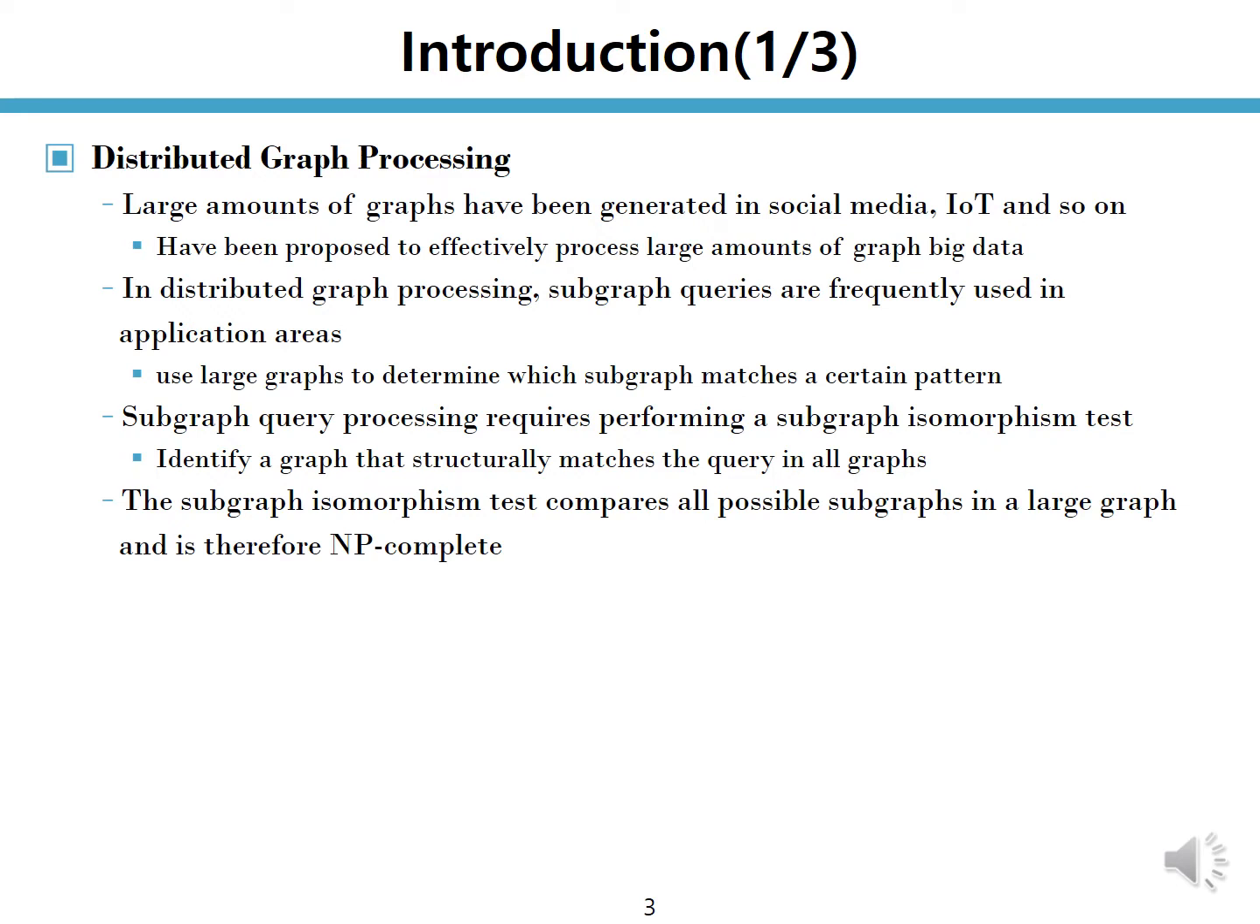In distributed graph processing, subgraph queries are frequently used in various applications that use large graphs to determine which subgraph matches a certain pattern. Subgraph query processing requires performing a subgraph isomorphism test to identify a graph that structurally matches the query in all graphs. The subgraph isomorphism test compares all possible subgraphs in a large graph and is therefore NP-complete.